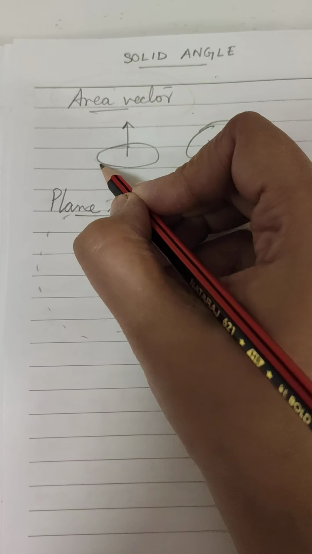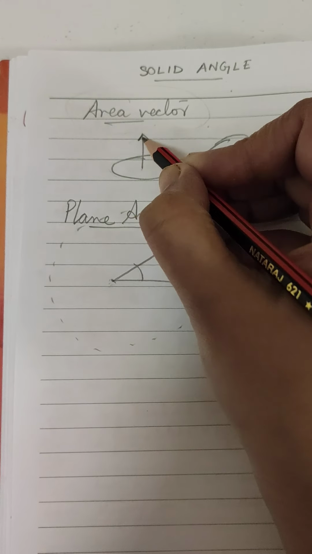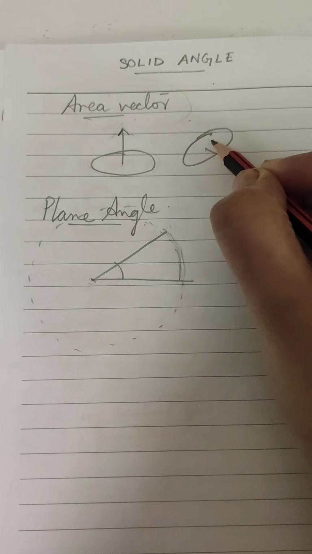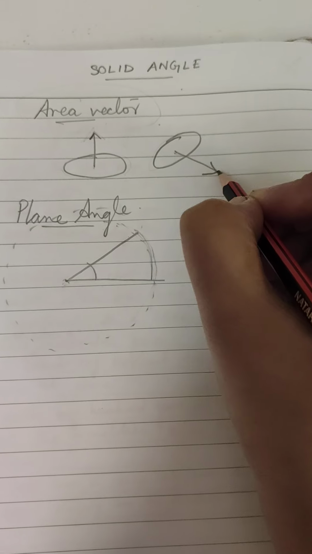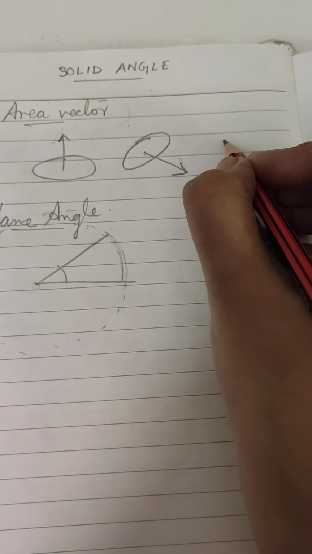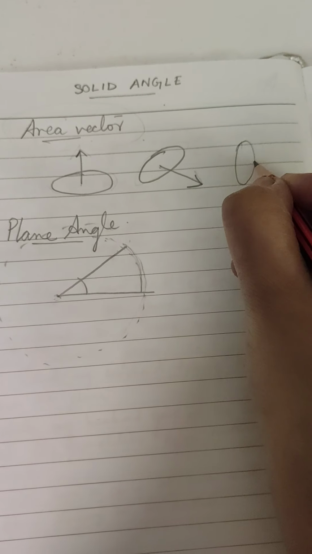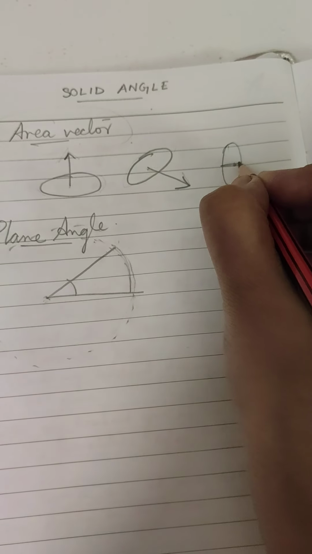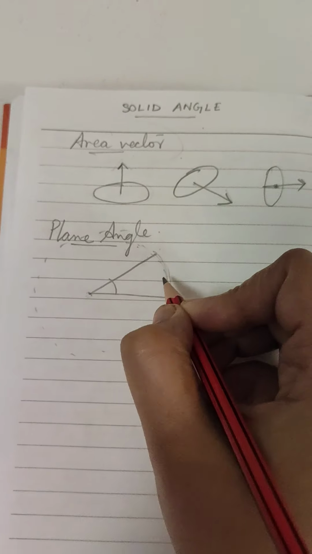Now, if you have a surface like this, then the direction of the area vector is along the outward drawn normal to the surface. If you are having a surface like this, then the area vector is along the outward drawn normal to the surface. If you are having a surface, say like this, then again the area vector is along the outward drawn normal to the surface, from its center.